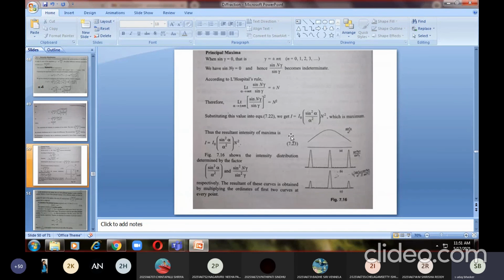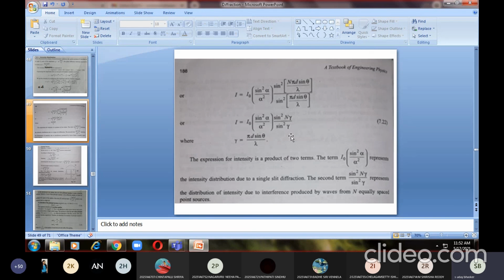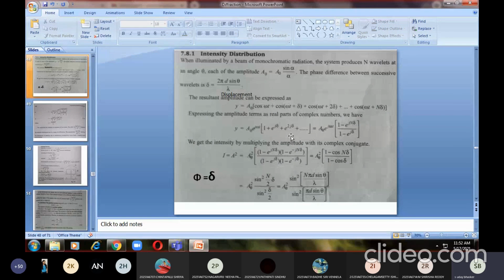From that, what do you get? The limit as gamma tends to 0 or alpha tends to 0 of sin n gamma by gamma, whole square, is equal to n square. So did we get it or not? So I is equal to n square times I naught. That's how you got the principal maxima to be n square times the intensity given by a single slit. I don't know whether you have understood or not. Just check it. This was the expression, let us start from this.